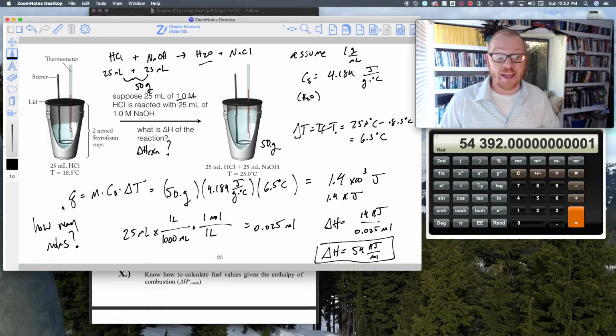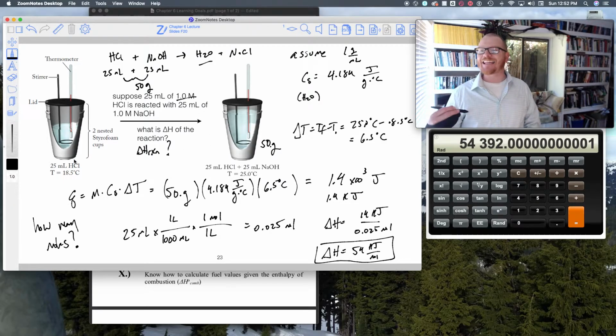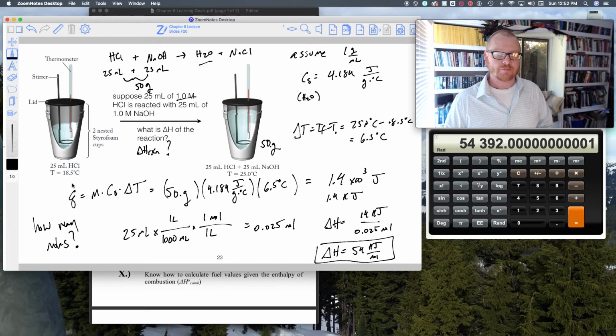We can calculate how much heat evolved in the reaction, so the total amount of heat. So this Q value gives me my total heat evolved. And then when I divide my total heat evolved by the number of moles that reacted, that gives me my delta H of reaction. Okay.